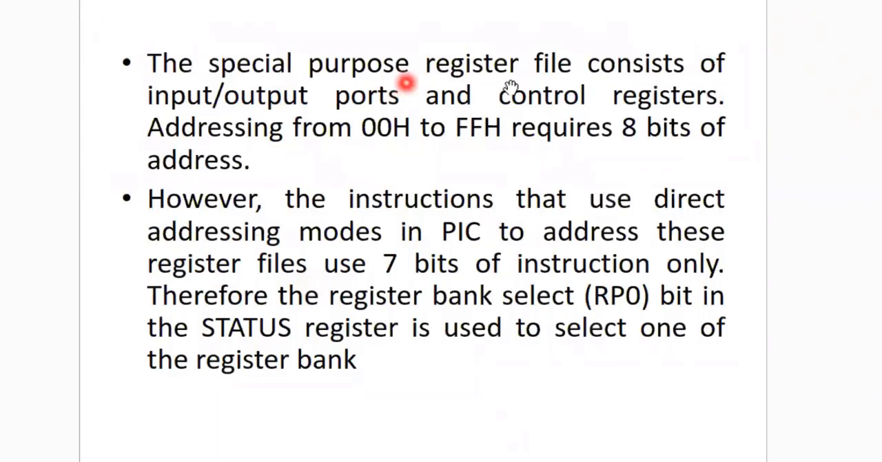So the special function register file consists of IO ports and control registers. This has the address locations starting from 00H to FF. So it requires only an 8-bit address. You can see here it has only an 8-bit address, 00 to FF, so it requires only 8 bits to address those locations. The register bank select bits and status register we have seen in the previous class.